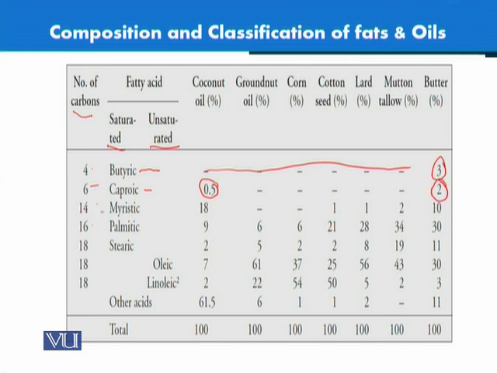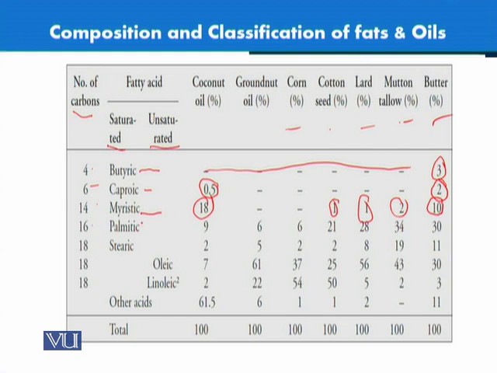14 carbon compound is called myristic acid. This is 18% present, predominantly in coconut oil, and a very small amount is present in cottonseed or lard or mutton, etc. And then again 10% of this is present in butter. So you can see that all these compounds like butter or mutton or lard or cottonseed oil or corn, they all have got different composition.